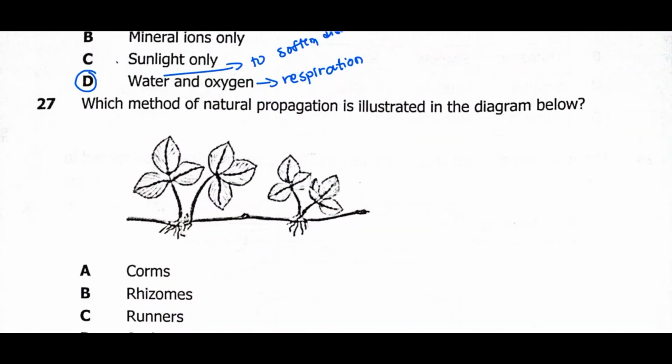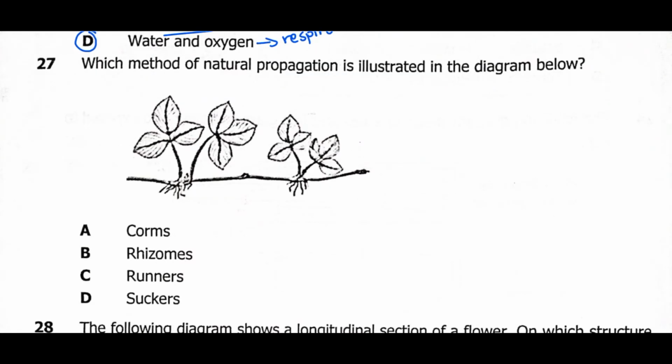Which method of natural propagation is illustrated in the diagram below? So here we are dealing with a runner. We can see it is horizontal. This is a runner.